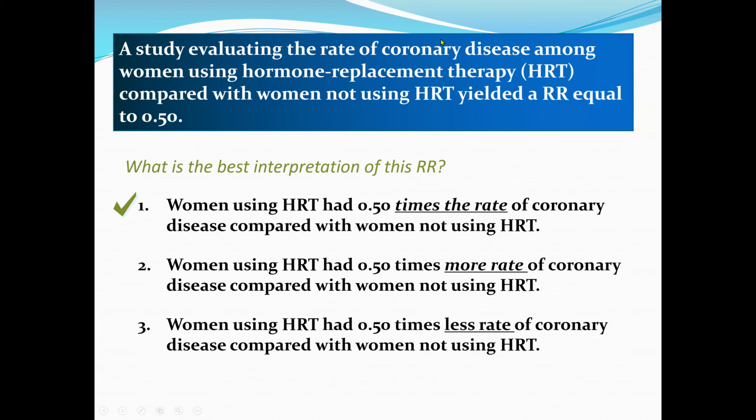So our risk factor here, the exposed, will be the hormone replacement therapy, HRT. So if it's 0.50, it means when using the HRT, we had 0.50 times the rate of coronary disease compared with women not using it. Because it's always the exposed divided by the unexposed.